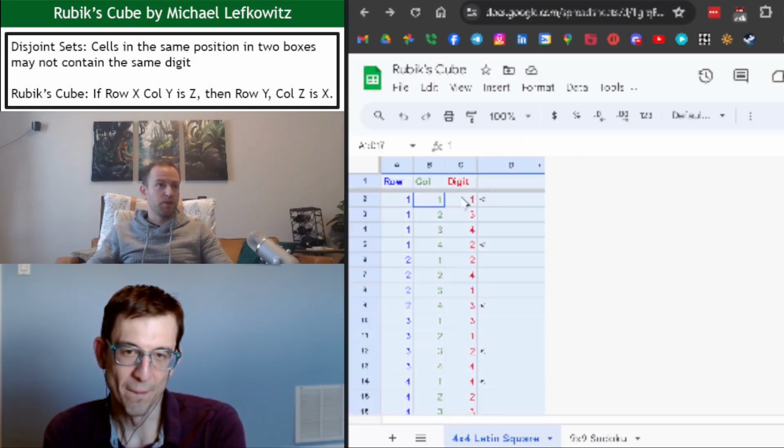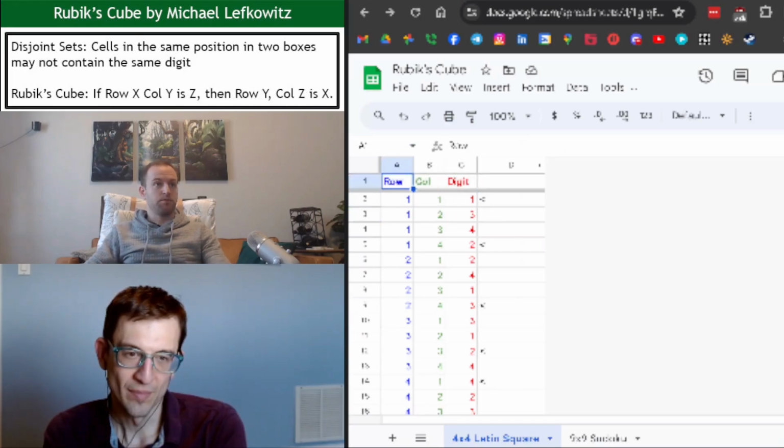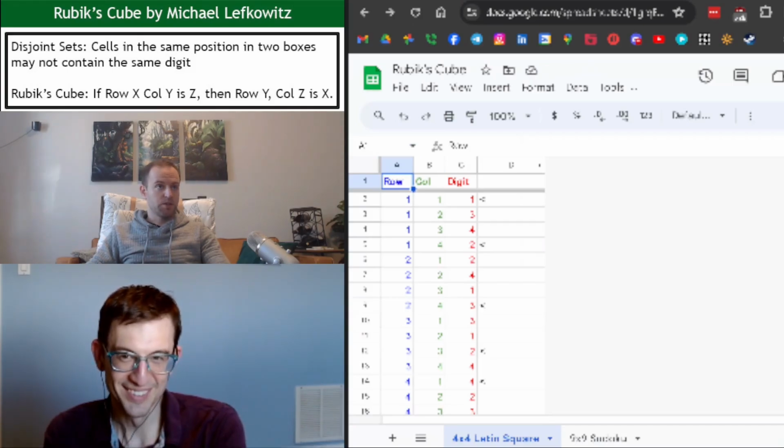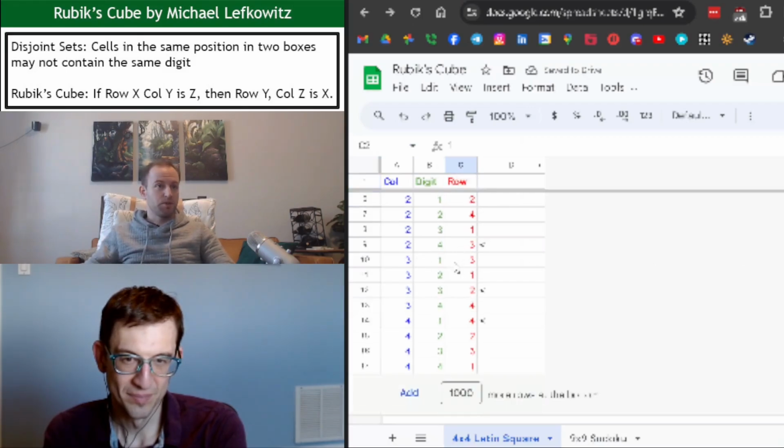So we could sort this sheet by column, then by digit. And in fact, we can just randomly substitute these labels if you want. Well, let's do the XYZ rule, right? So row, column, digit, X, Y, Z. Yeah, let's just do it that way. So like column, digit, row. This is also a Latin square puzzle.